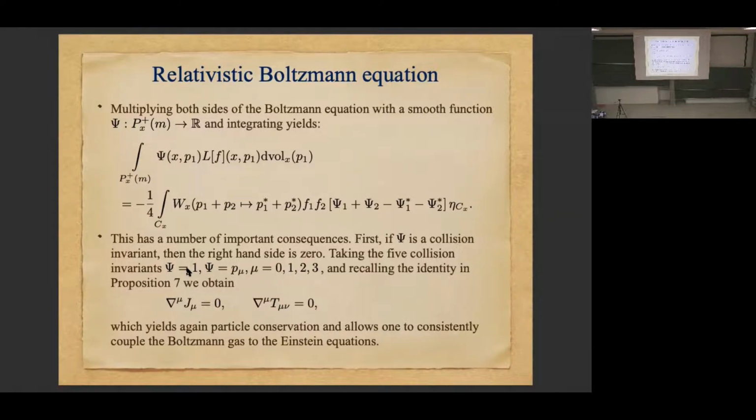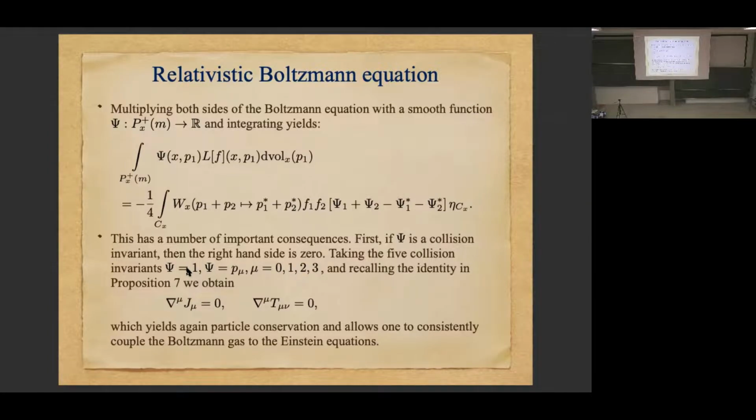And again, you use the symmetries of W. You can rewrite it in this way here. Now you see from this formula that the right-hand side is 0 if psi is a collision invariant. If psi, for example, is constant, then this goes away, and you will get that the integral of LF d vol P1 is 0. Now, if you remember proposition 7, that was exactly the condition that allows you to conclude that the divergence of J is 0. So this is automatically satisfied for a solution of Boltzmann's equation.